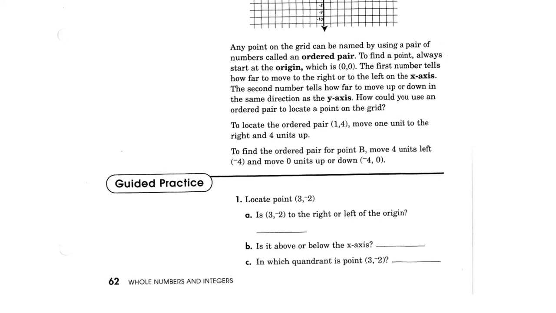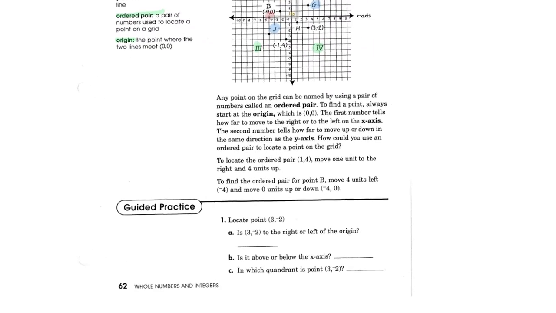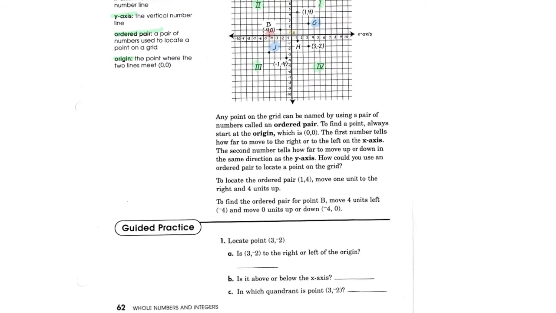Now, when you get down here on the guided practice, I'm going to look at the same grid. I'm trying to get it to where we can see it. So it says to locate point 3, negative 2. Is point 3, negative 2 to the right or left of the origin?